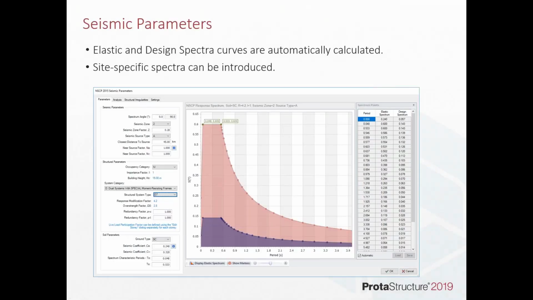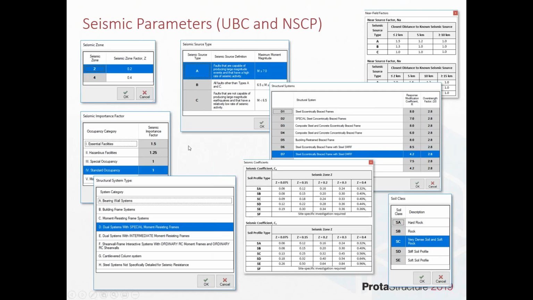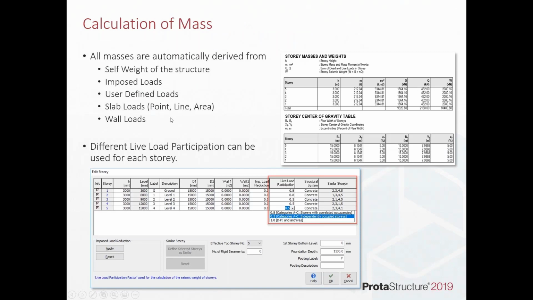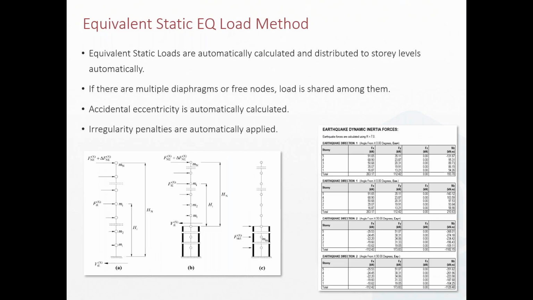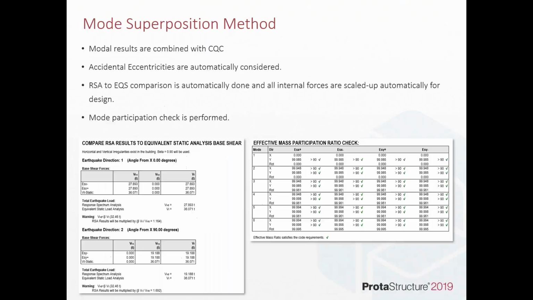So I covered a range of different things that we're doing with seismic. I talked about the site-specific spectra and following the NSCP and the way that these are set up. This just follows the NSCP step by step. We automatically calculate all the mass for you. You can have different live load participation factors. We use a 3D eigenvalue analysis for calculating dominant modes and the like, which is then also used for things like base shear calculations. You've got the equivalent static methodology. Irregularity penalties are automatically applied, and we use CQC for the modal combination.